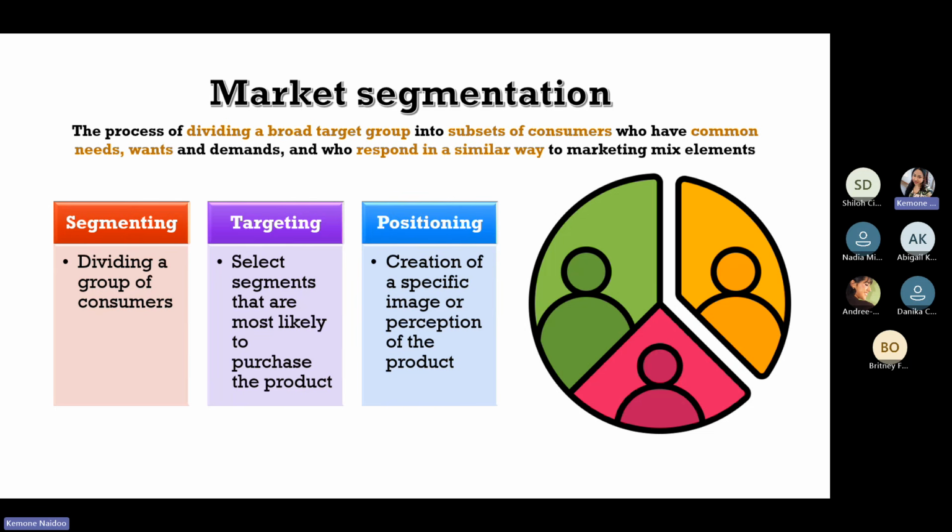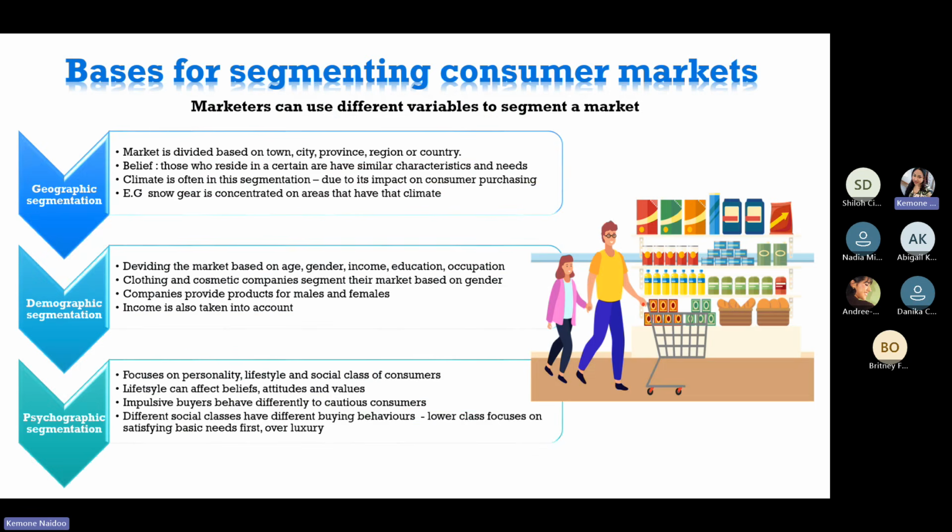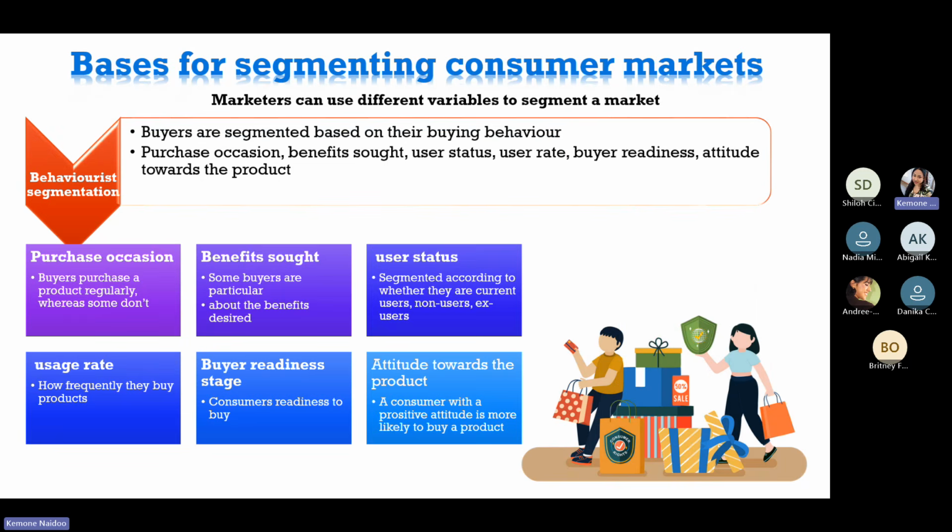So we have three parts of this. We have the segmenting phase, we have the targeting phase, and we have the positioning phase. Okay, the segmenting phase looks at dividing a group of consumers based on the different characteristics that they have. And how you can actually segment is either based on location. You can segment based on your age, your gender, your income. You can also segment based on personality and lifestyle, and also behaviors of buyers.